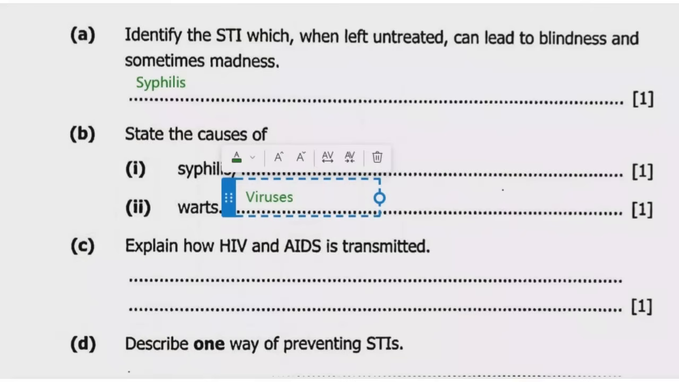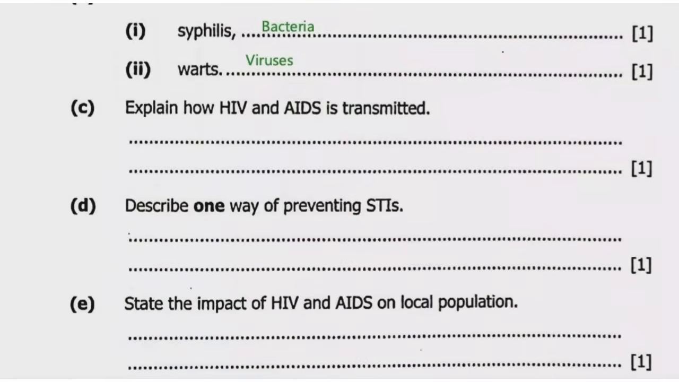Now let's come to question C, which is: explain how HIV and AIDS is transmitted. How many marks for this one? It's only 1 mark. So pick one method and explain it. The common one, anytime you hear someone has got HIV AIDS, we attribute it to unprotected sex. When we hear people have got AIDS, we think of them having unprotected sex.